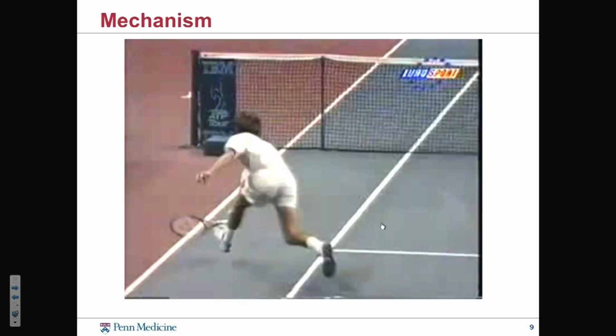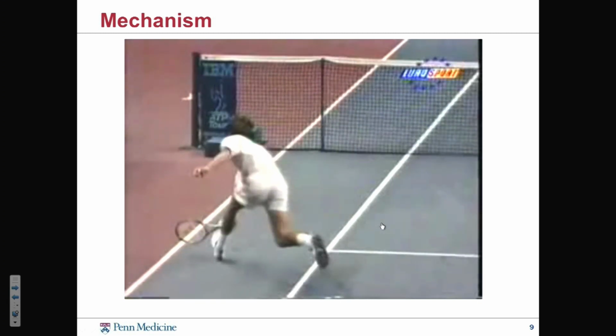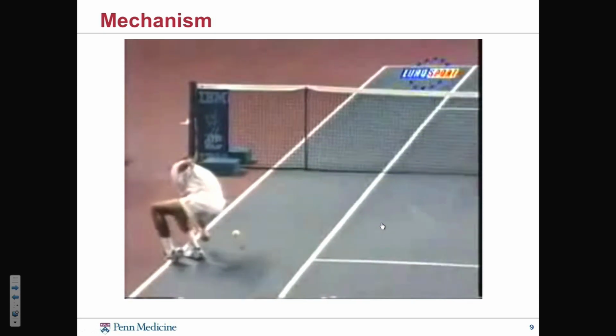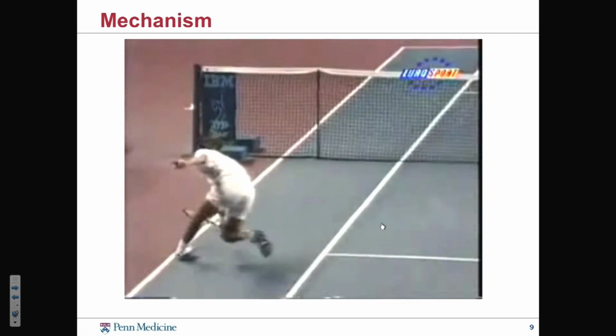So ankle sprains can happen through multiple mechanisms. Most commonly, it's an inversion injury. And if we watch this tennis player and see his ankle roll and the whole foot invert, you know that something's got to tear or be injured when you get that severe force to the ankle.